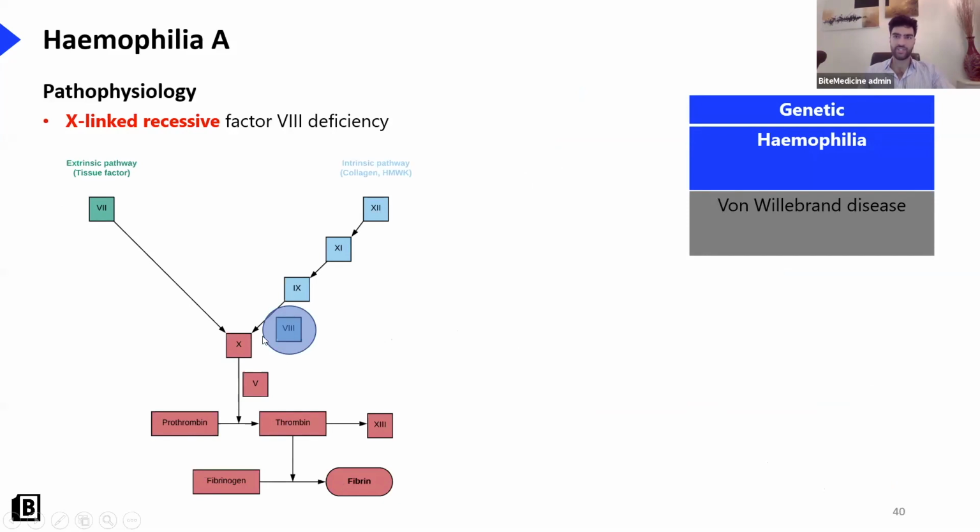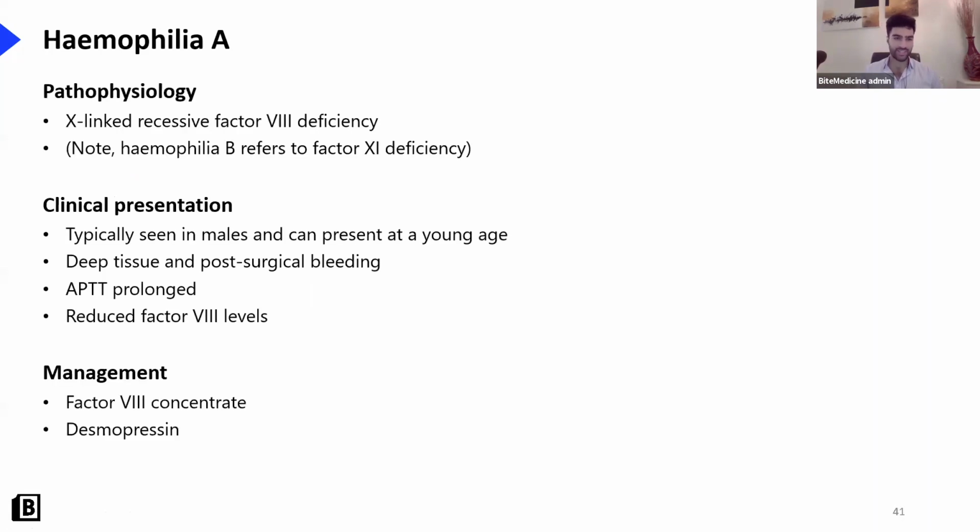So you have factor 8 deficiency. If you have factor 8 deficiency, is your PT going to be deranged, or your APTT? Which one of those clotting screens will be deranged? So all of you are going for APTT, which is very reassuring. That's correct. So I'm glad what I said makes sense.